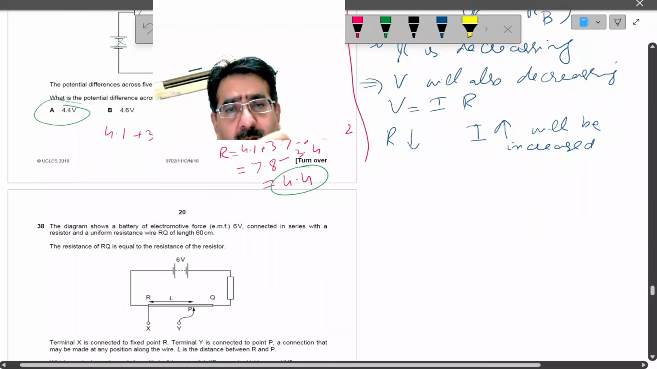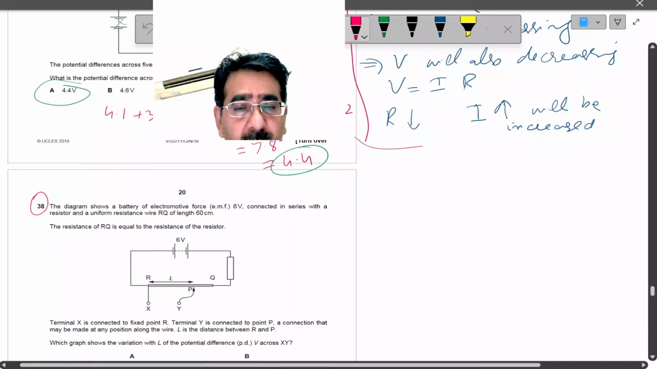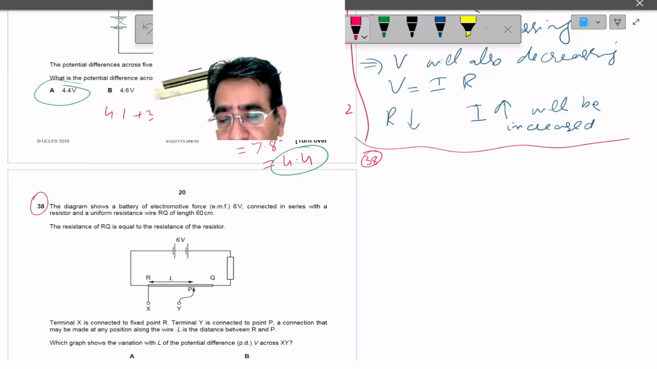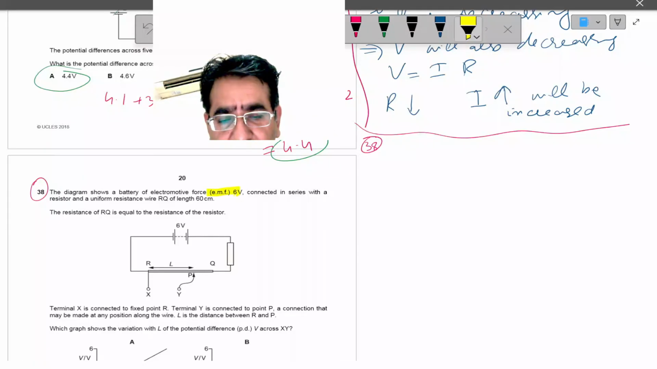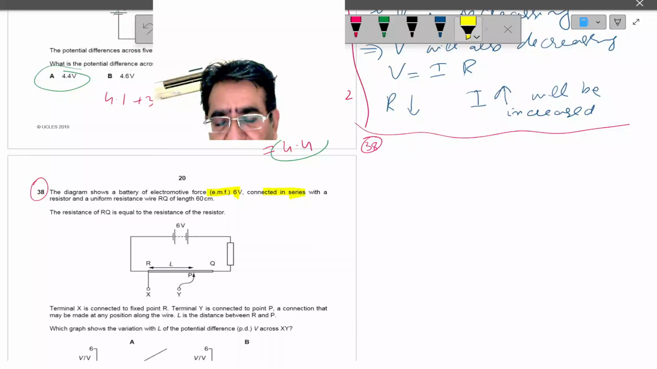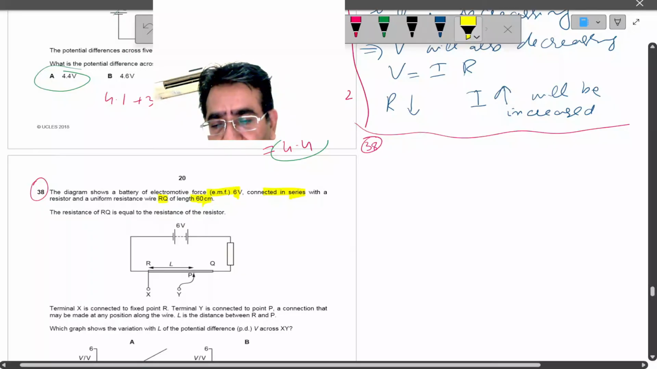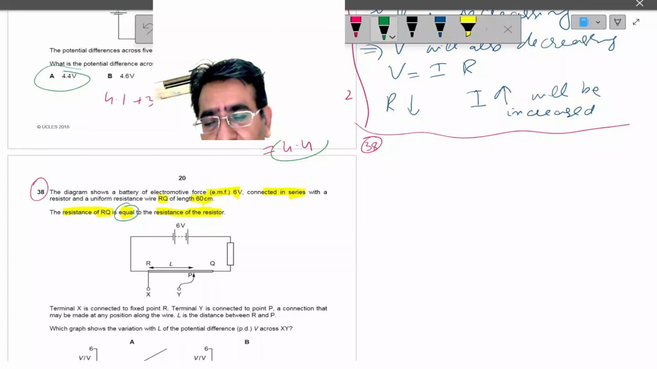Next question is 38. The diagram shows a battery. The battery EMF is 6 volt, connected in series with a resistor of uniform resistance RQ of length 60 centimeter. The resistance of RQ is equal to the resistance of resistor R. That is a very important point. They are equal.